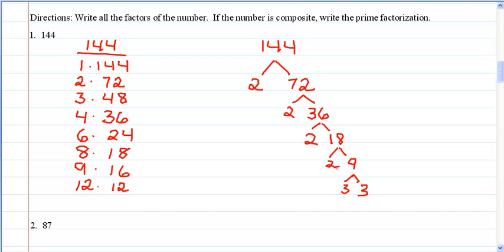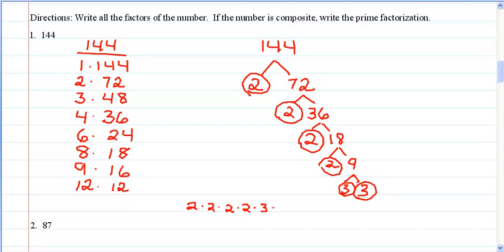So don't worry if you start with a different number, or if you break up, say, the number 36 as 2 different pairs of numbers. At the end, as long as you divide correctly, you will end up with 4 2's, again, we just want the prime numbers, and 2 3's. So we can write the prime factorization as 2 times 2 times 2 times 2 times 3 times 3, or 2 to the 4th times 3 squared.